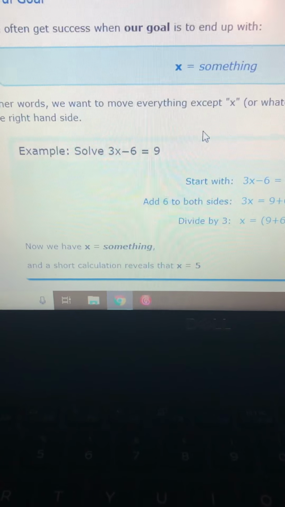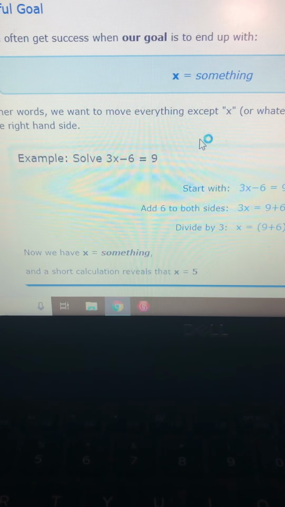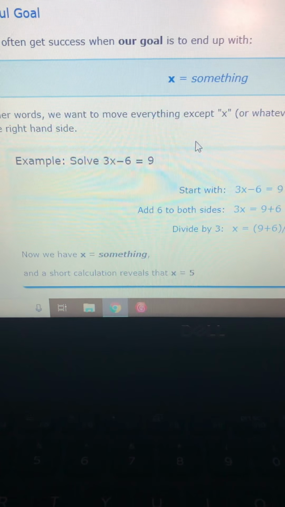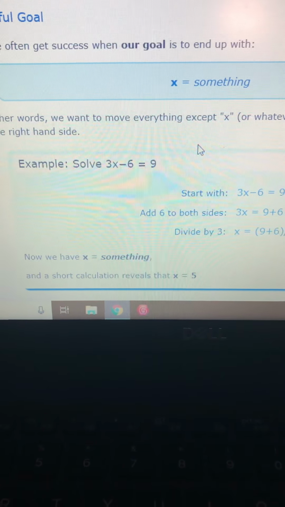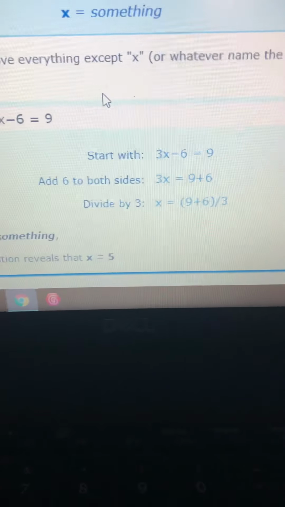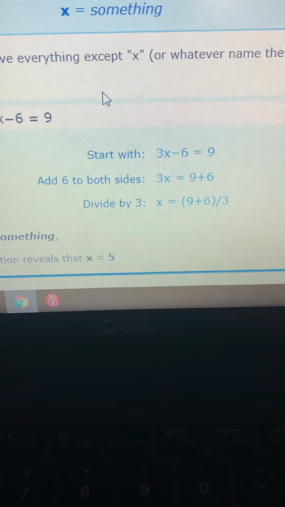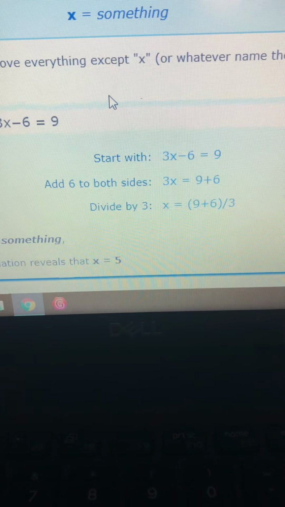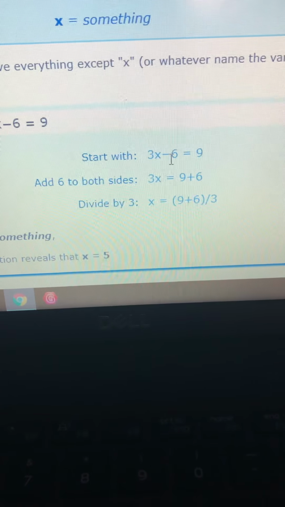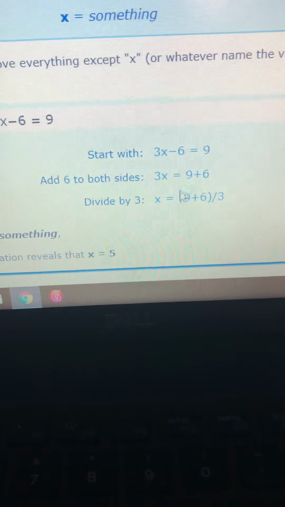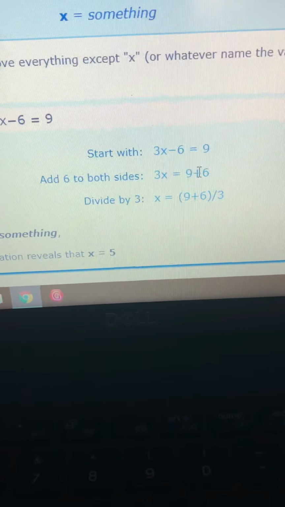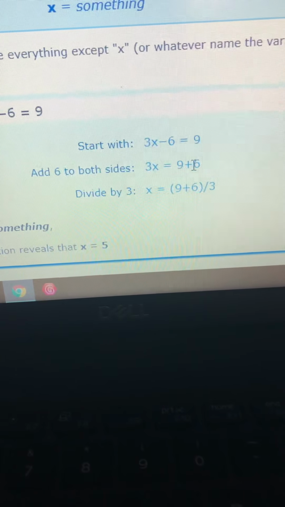An example here says solve 3x minus 6 equals 9. We want to move all those numbers over to the other side, to the right, and leave x on its own. So they say, okay, start with 3x minus 6 equals 9. In order to get rid of the 6, we have to do the opposite. So they took this away and added the 6 over to this side. The opposite of subtract is to add. 9 plus 6 is 15.